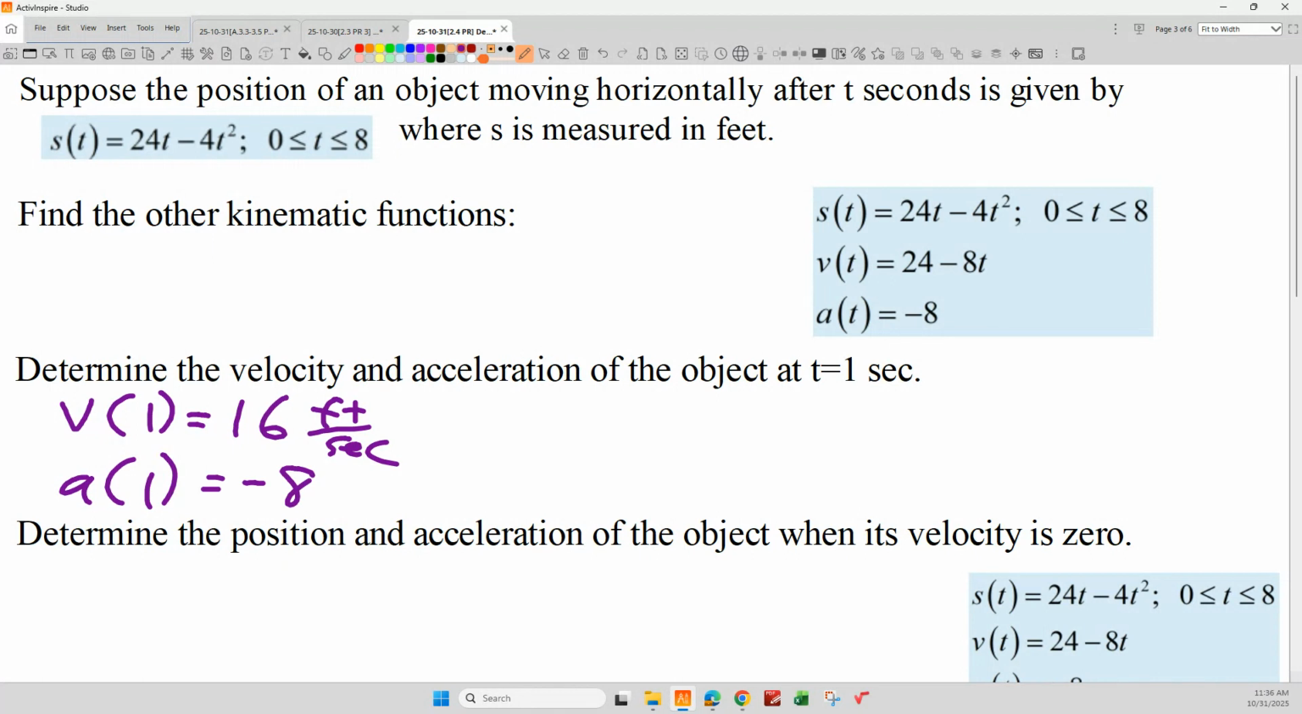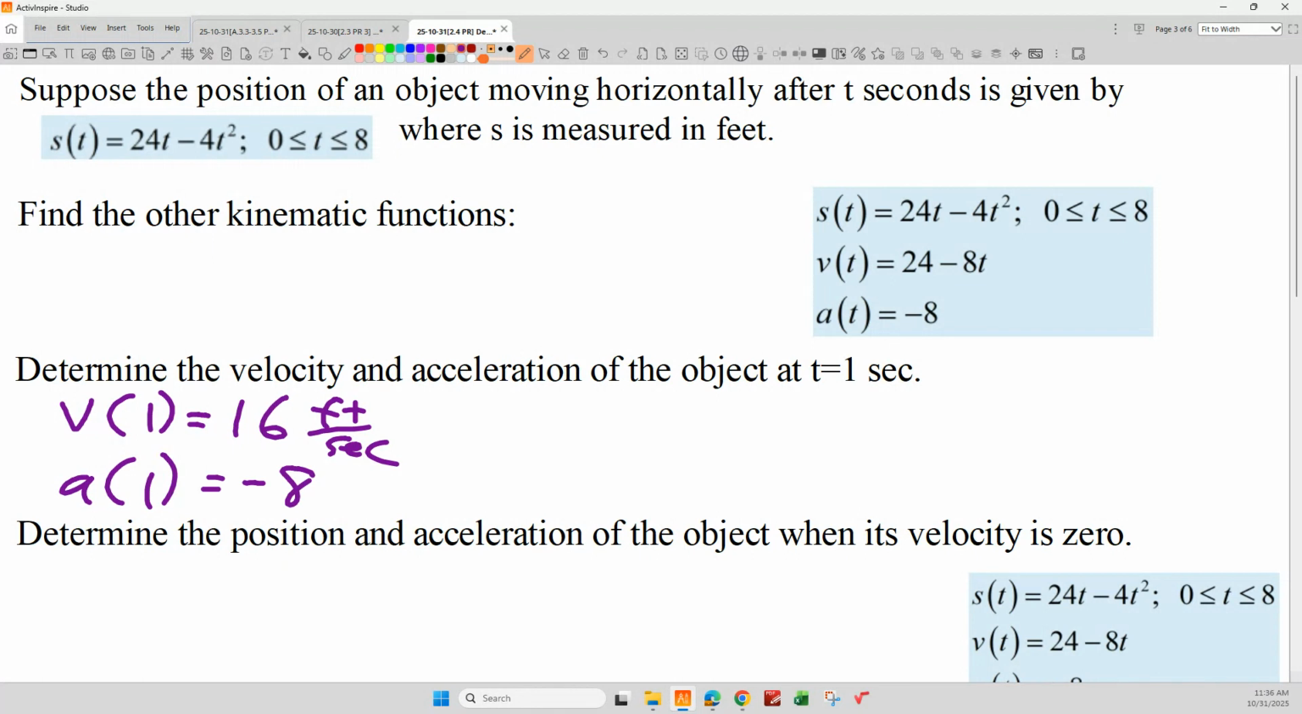Feet per second, change in velocity over change in time, right? So velocity is measured in feet per second, time is measured in seconds, so it'd be feet per second per second. Interpret that. What does that mean? Negative 8 feet per second tells you what about the motion of this object?